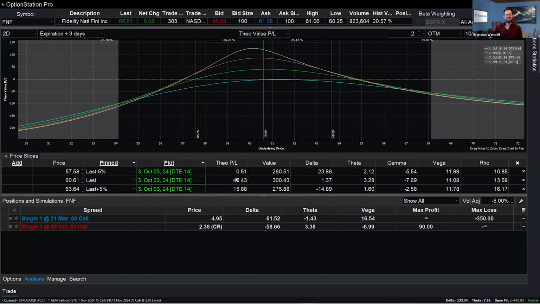Time going by and decaying, and implied volatility dropping. Even if prices don't move, this is going to start profiting. So even if it is still in the money somewhat, as long as that implied volatility collapses, as it has been doing, this position with time decay and volatility moving in the right direction will start profiting. So we're going to look at this a little bit more in detail.